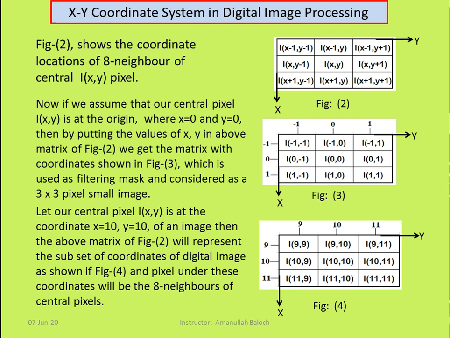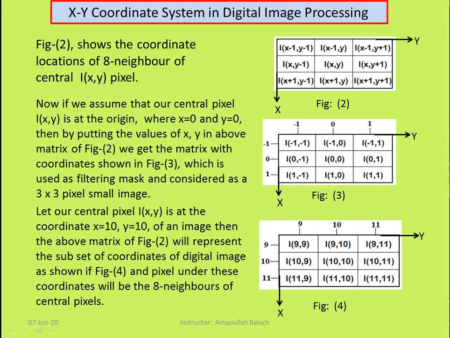Next, the XY coordinate system in the digital image processing system continued. Figure 2 shows the coordinate locations of the 8 neighbors of the central pixel I of x, y. Here, in the digital image processing coordinate system, the x-axis is along the vertical direction, the y-axis along the horizontal direction, and this point is called I for image, x, y, the image pixel point.